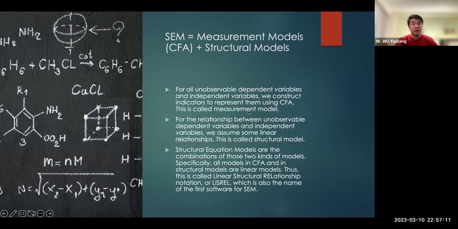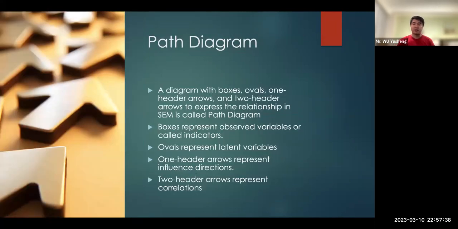If measurement models are linear models and structural models are also linear models, we call it linear structural relationship models. The abbreviation is LISREL, okay? This is also the name of the first software to deal with structural equation models. So how can we display such a relationship? We draw a graph called a path diagram to display such relationships.